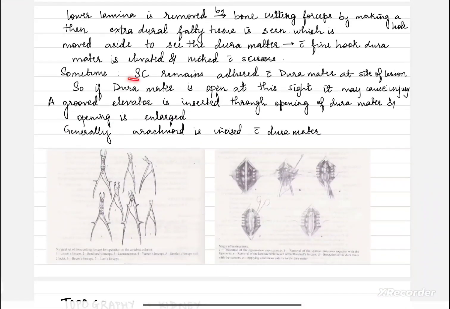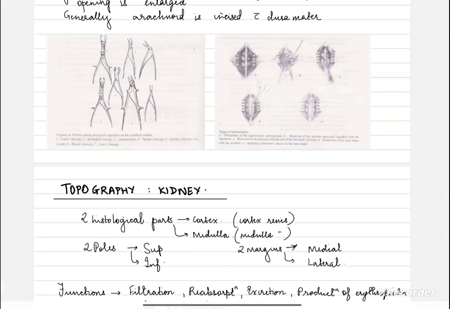Sometimes the spinal cord remains adherent to the dura mater at the site of the lesion. So if the dura mater is opened at this site, it may cause injury. A grooved elevator is inserted through the opening of the dura mater and the opening is enlarged. Generally, the arachnoid is incised with the dura mater.